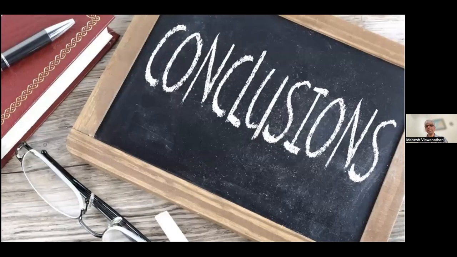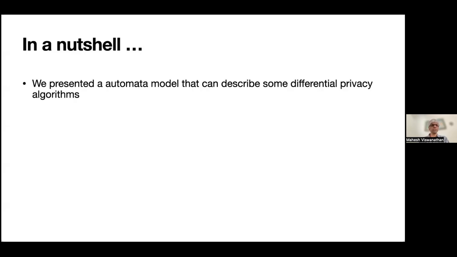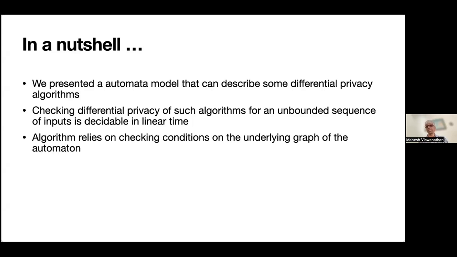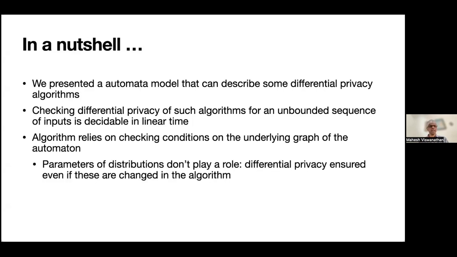So I just want to quickly conclude to give a few minutes for questions. We looked at this automata model that models certain differential privacy algorithms, and you can come up with an efficient algorithm to check whether these automata represent algorithms that are differentially private, and those conditions rely on checking these underlying graphs.